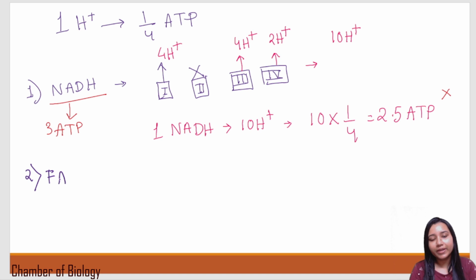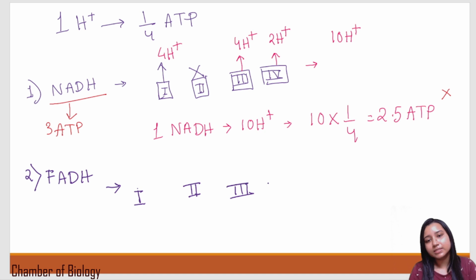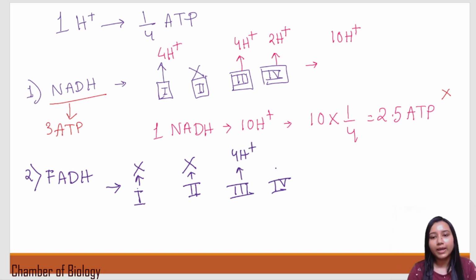Now let's come to FADH. When FADH is going to be released, how many protons is it going to give? So let's come to complex 1, complex 2, and we have complex 3 and complex 4, right? So complex 1, it is not going to work because it is NADH dehydrogenase. Complex 2, it works, but it is not going to give any kind of proton, right? We will see complex 4, it is going to give 4 protons, and we have complex 3, which is giving 2 protons. So ultimately we can see 6 protons are going to be released.